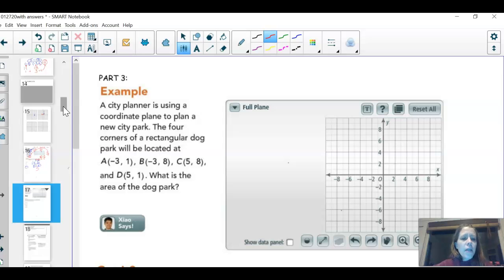So it says a city planner is using a coordinate plane. Okay, un planeador va a usar un plano cartesiano to plan a new city park. Y él va a planear un parque nuevo en la ciudad. The 4 corners, los 4 esquinas of a rectangular dog park, de un parque por perros rectangular, will be located at.